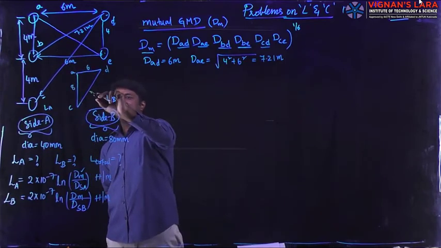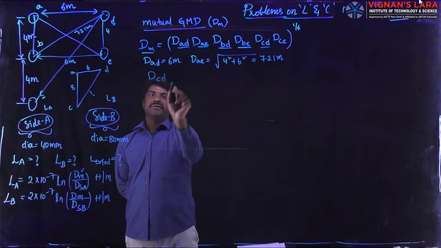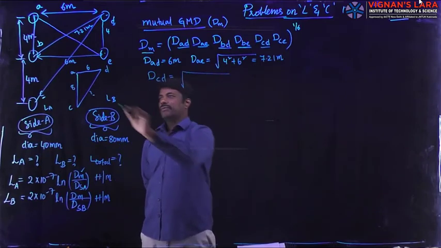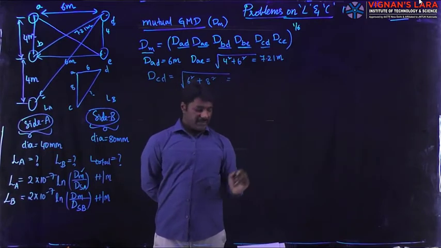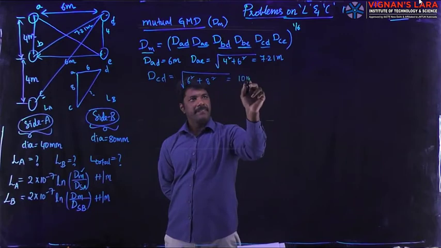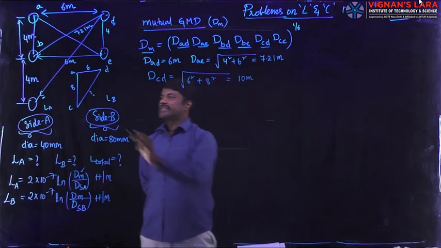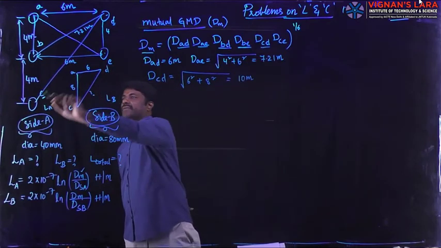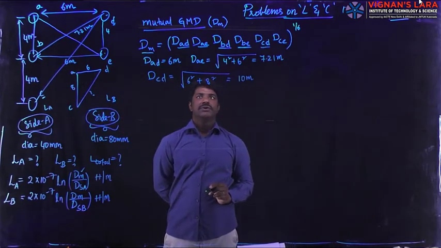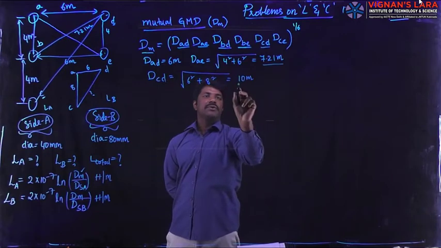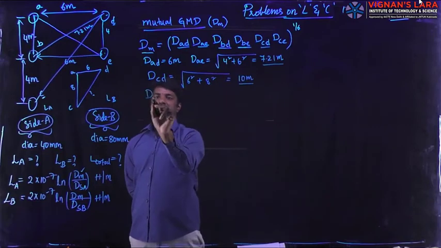And we require this distance, which is called DCD, which is equal to the square root of 6 square plus 8 square. Then you will get a magnitude of 10 meters. Okay, so CD was obtained as 10 meters. And the last possible distance is with C and E, which is a small right angle triangle with the already calculated value 7.21. So with these two calculations, 7.21 and 10 meters, we got all the 6 values which are required to find out the mutual GMD.